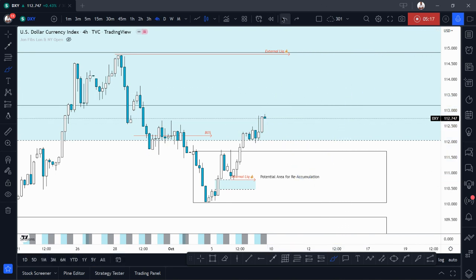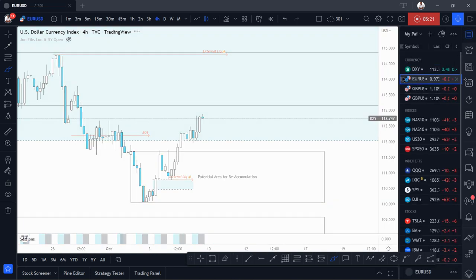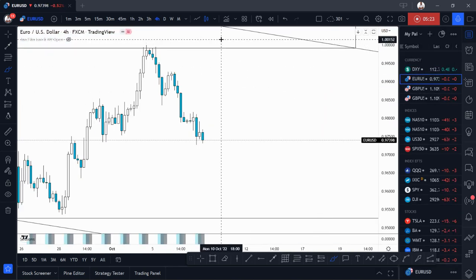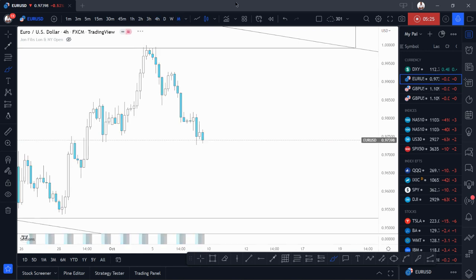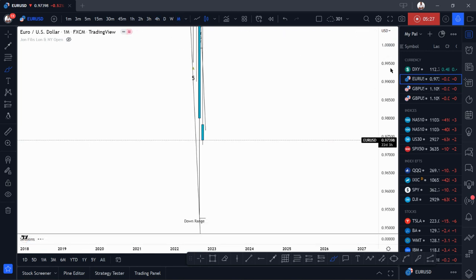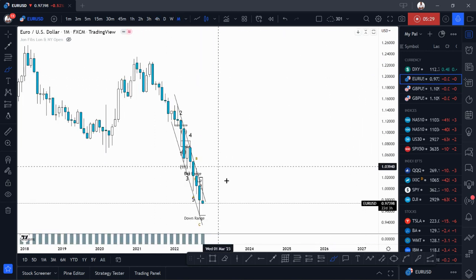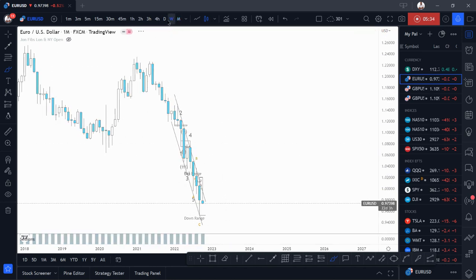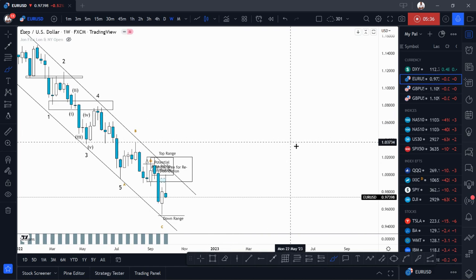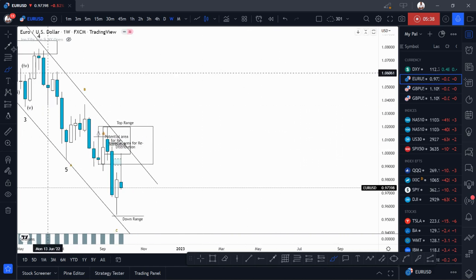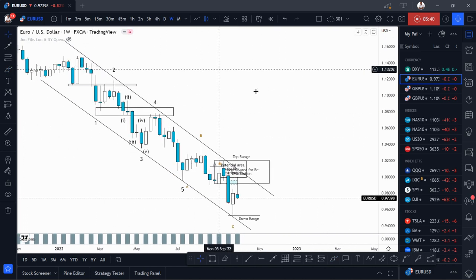Now the opposite of this happens to the euro US dollar. As you can see, same thing we had on the euro USD. We had that descending channel that I spoke about. If you remember, you can just reference the previous market mentorship.